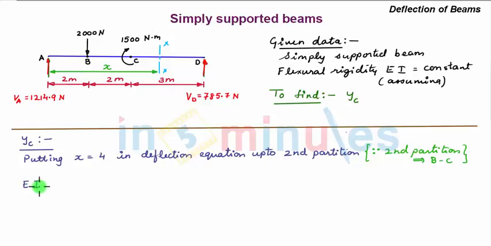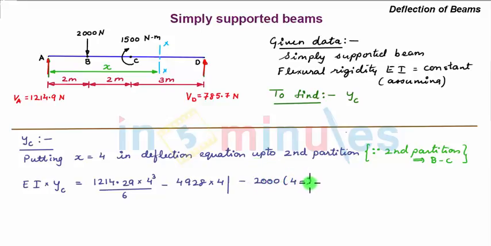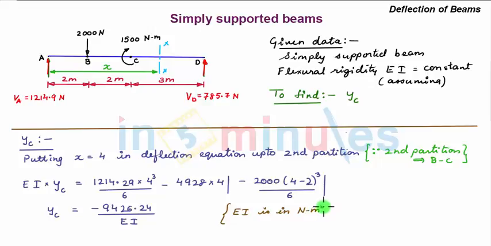So we have EI into YC is equal to 1214.29 into 4 cube upon 6 minus 4928 multiplied by 4, first partition, minus 2000 into (4 minus 2) cube, the whole divided by 6, second partition. So the only unknown in this equation is yc. Since we know EI is a constant, we can get the value of yc as minus 9426.24 upon EI. Now if the flexural rigidity EI is in Newton meter square, we'll get a deflection in meters. So this is our answer.